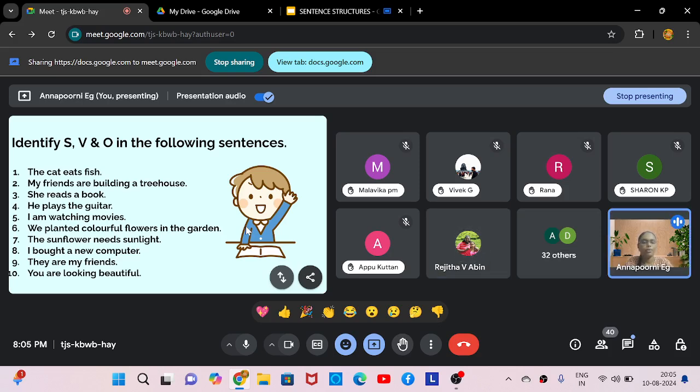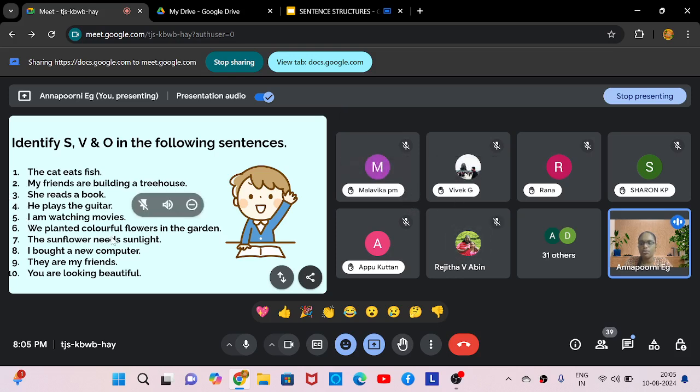Very good. May I know your name? Ananda Krishnan. Okay. In which class are you studying? 10th. Okay. Are you from Palakkad? No, I'm from Ernakulam. Okay, Ananda Krishnan. Good. Yes, next one. Who can read the next one?